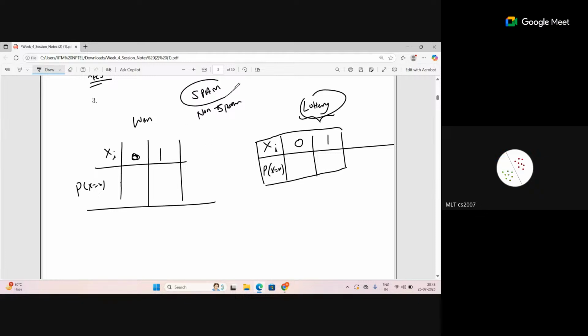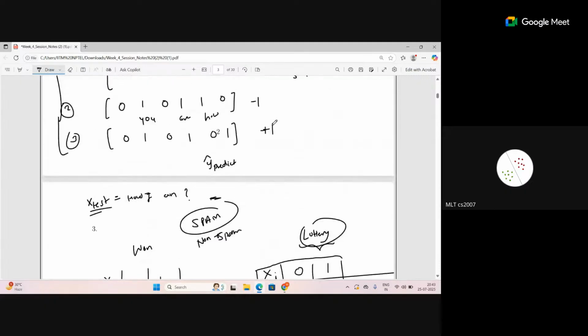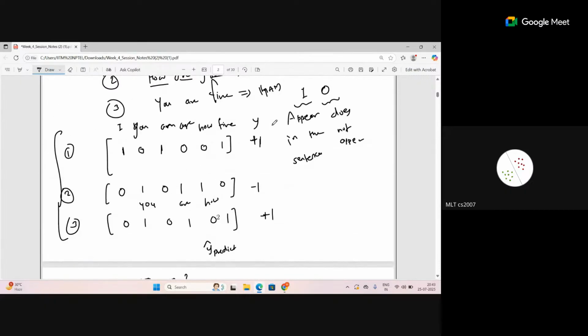Correct. What I'm saying is this word lottery can occur in your spam email as well as in non-spam email. For example, we'll see this part.